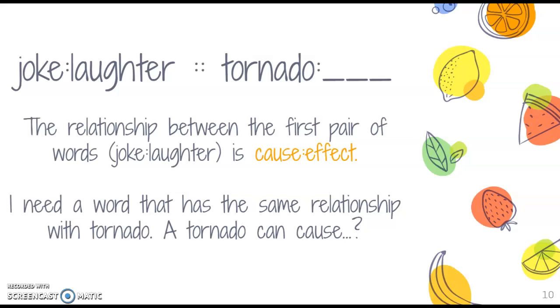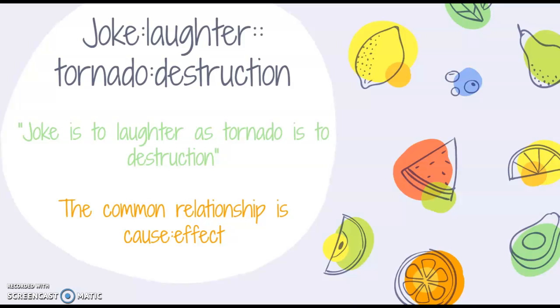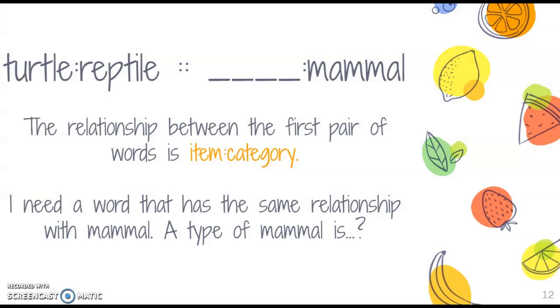Well, a tornado can have a lot of different effects, can't it? I chose the word destruction. Joke is to laughter as tornado is to destruction. Their common relationship is cause and effect. Learning that joke and laughter was cause and effect helped me to best choose the word that filled in the blank for my second pair of words.